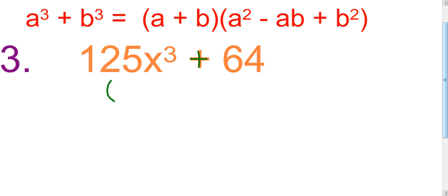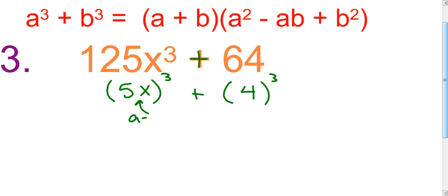Okay, again, I have to think about what's been cubed to get 125 and what's been cubed to get 64. If you don't know the cube root of 125, you can type that into your calculator using the math button and then number 4. But the cube root of 125 is 5. And then x times x times x makes x cubed. So that would be 5x that's been cubed. 5x cubed gives me 125x cubed. And then 4 cubed gives me 64. So now I know that my a is 5x and that my b is 4.